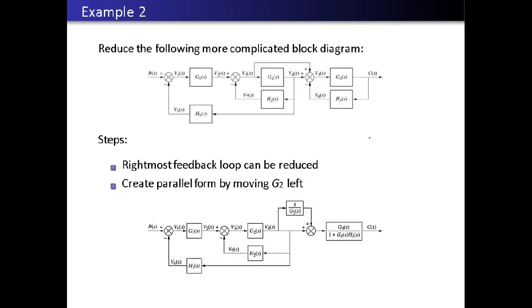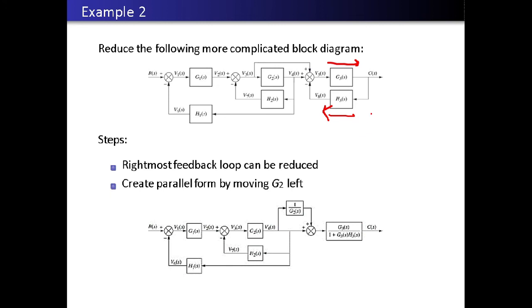So you can represent the entire block diagram as a single transfer function using these block diagram reduction rules. Let me take another example. Reduce the following more complicated block diagram. Here you can see the complexity is more. So the rightmost feedback loop can be reduced. So first, when you look at the block diagram, the first thing that you can do is, you can simply find that this block diagram is easily converted, because you can see this forward path and feedback path is there.